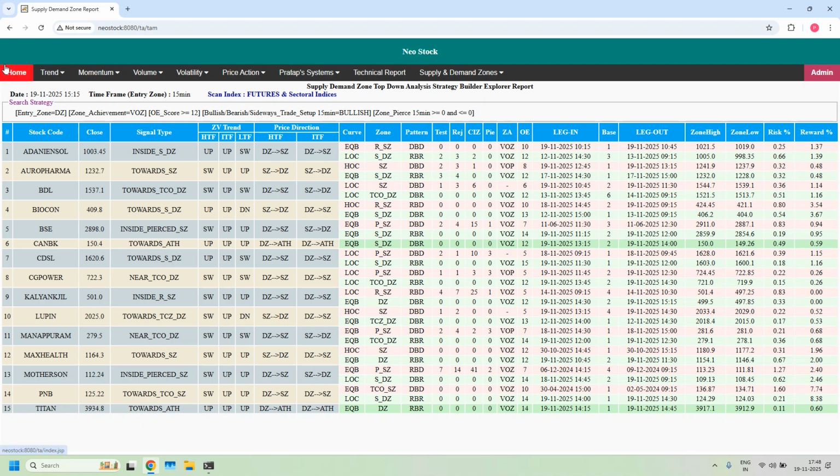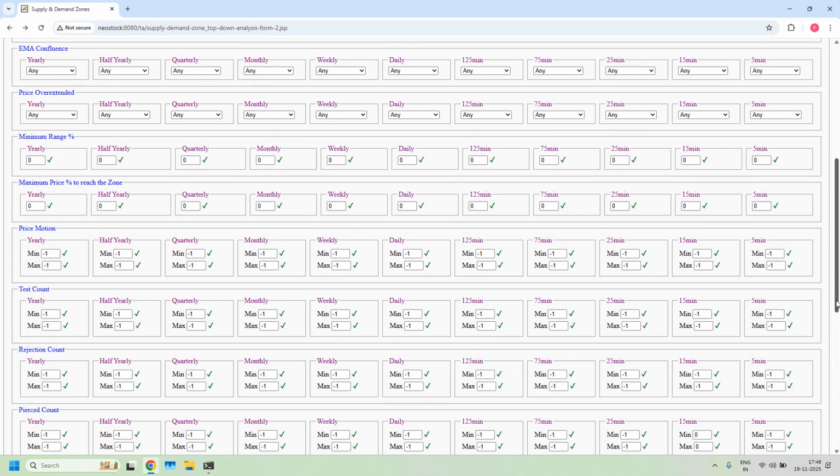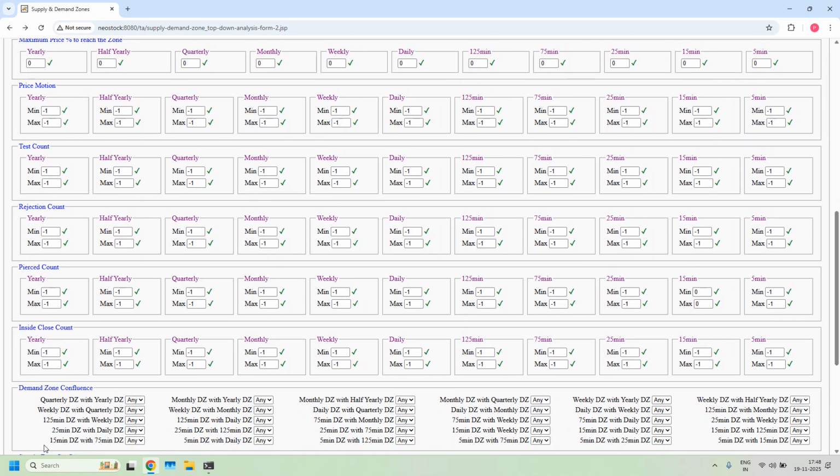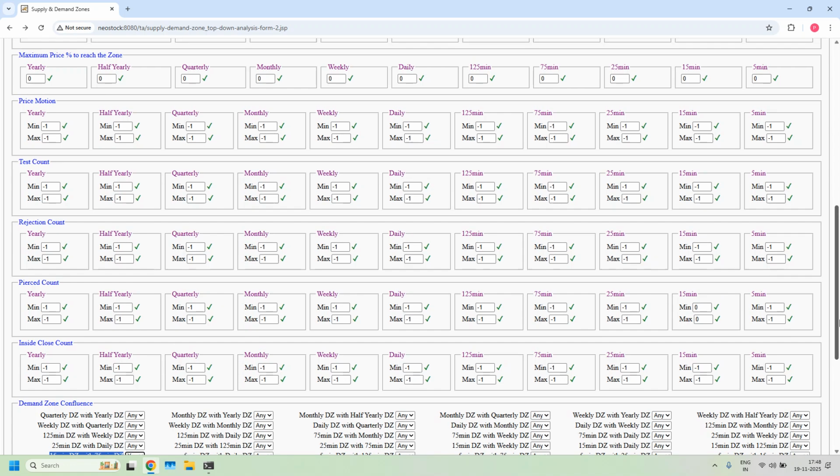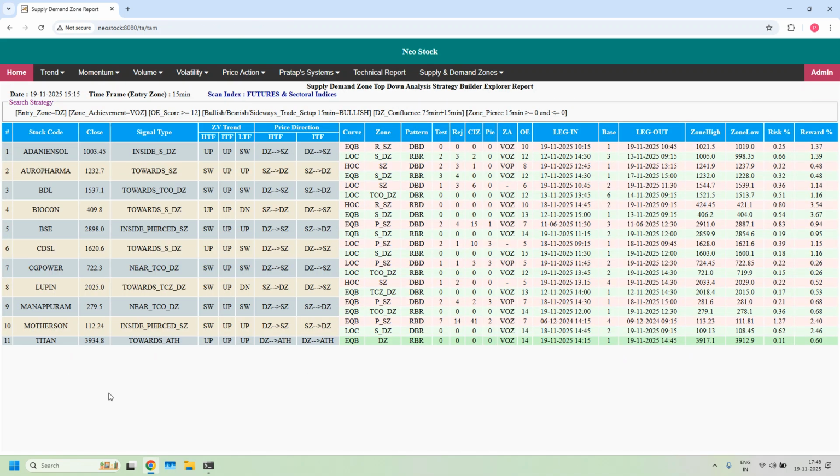So first strategy, first step I am applying on these 15 stocks, that is LTF and ITF demand zone confluence. That is 15 minutes and 75 minutes demand zone confluence filter is enabled. Out of 15 we got 11 stocks. In all the 11 stocks, all these 15 minutes demand zones overlapped with 75 minutes demand zone. And 75 minutes trend, ITF trend is uptrend in all the stocks.